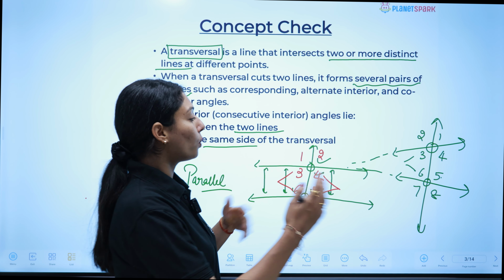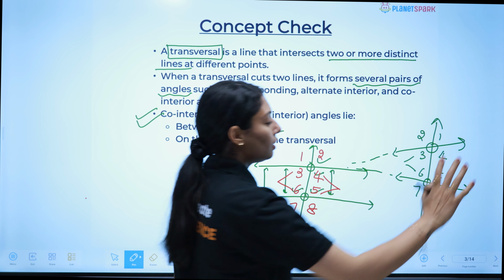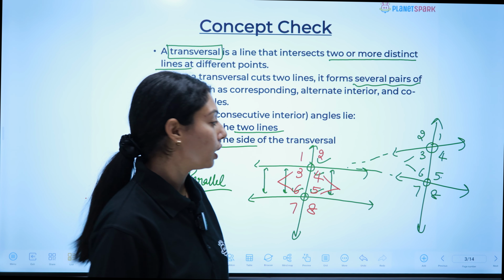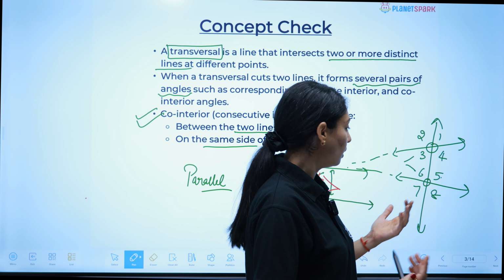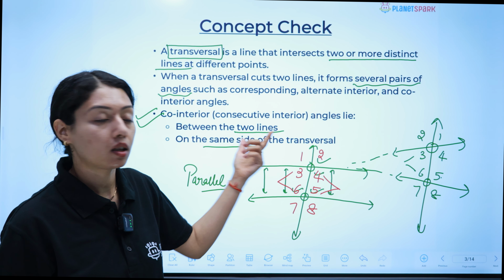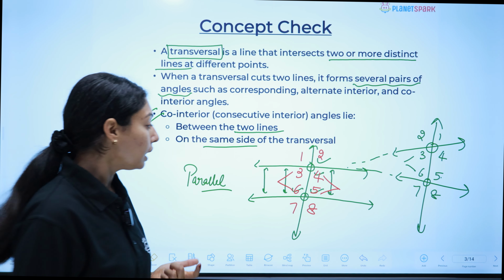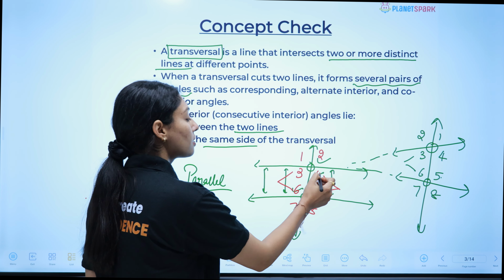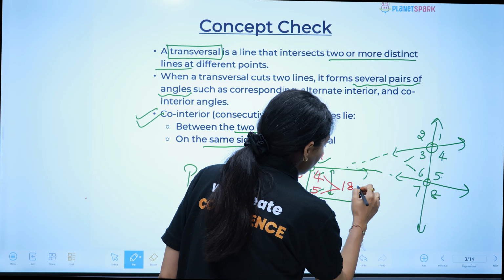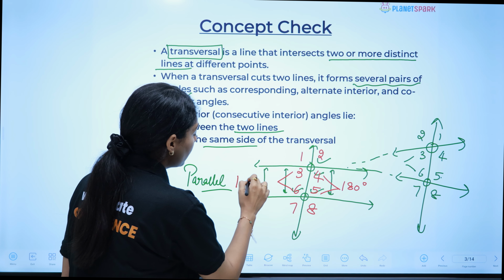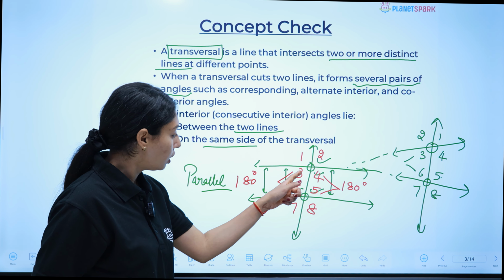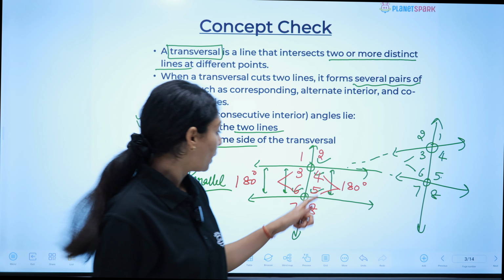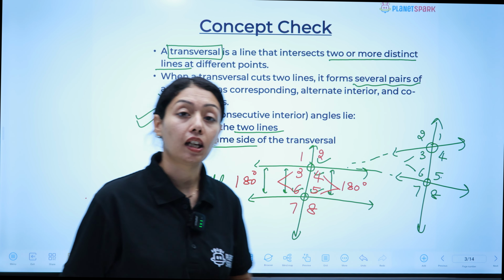Okay. Now how does the property differ? For any pair of lines, if we have co-interior angles there, simply we can say that's how we define it. No property is attached to that. But in case of parallel lines, the sum of co-interior angles will be 180 degrees. So we can say angle 3 plus angle 6 is 180 degrees. Angle 4 plus angle 5 is 180 degrees.